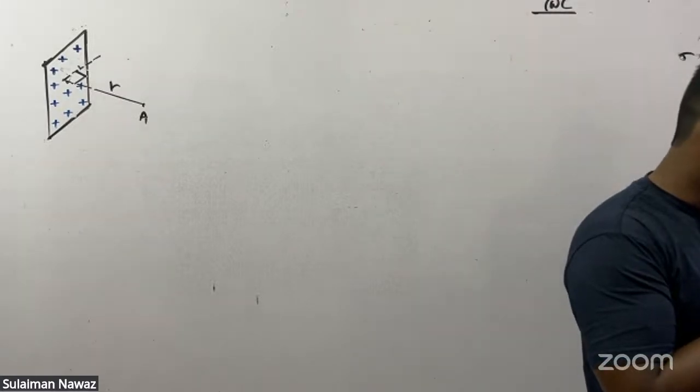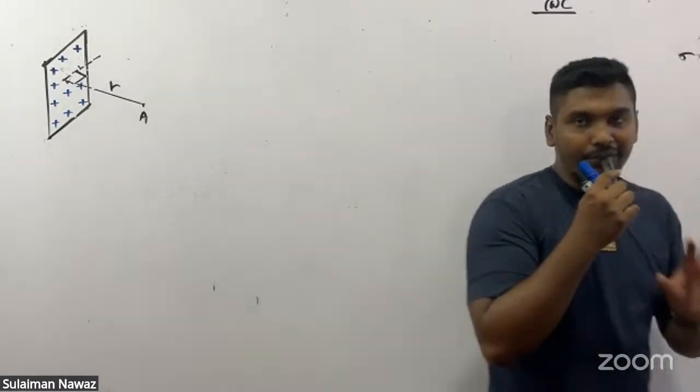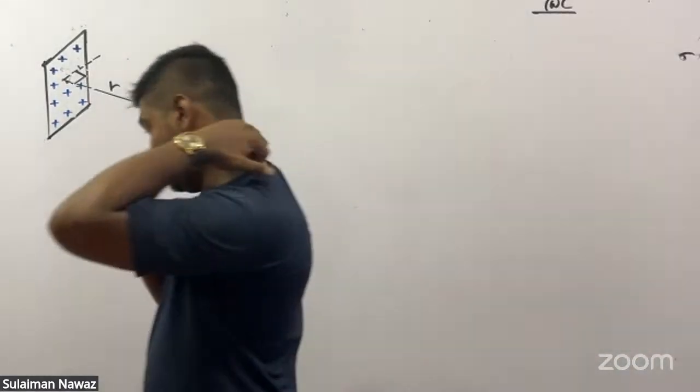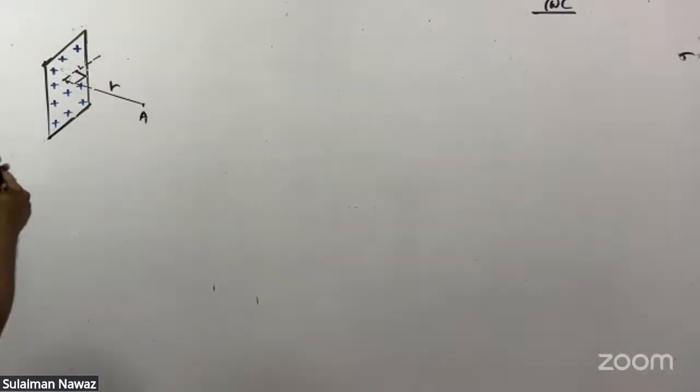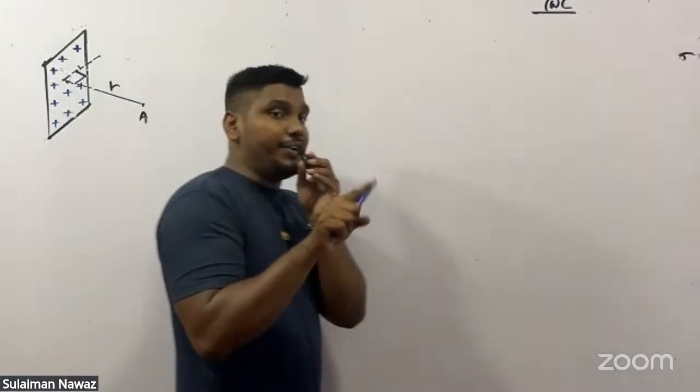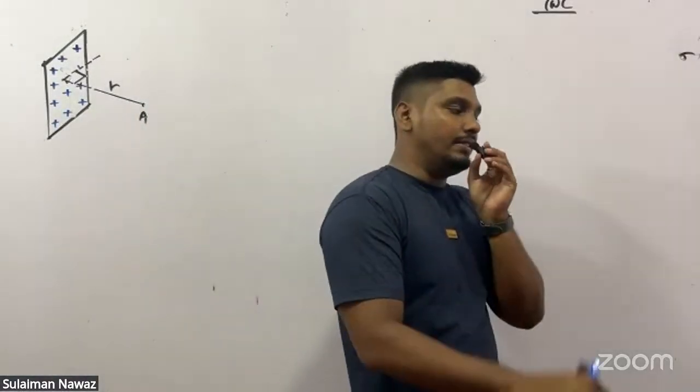Cylindrical, that's wrong. Right? If you say cylindrical, that's wrong, because the Gaussian surface must be perpendicular to the electric field lines.